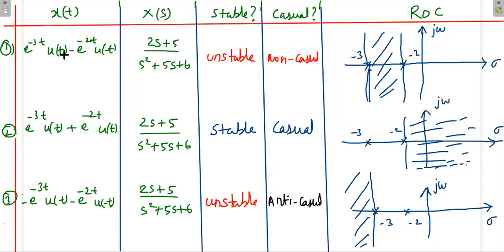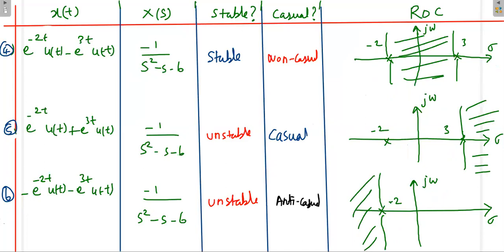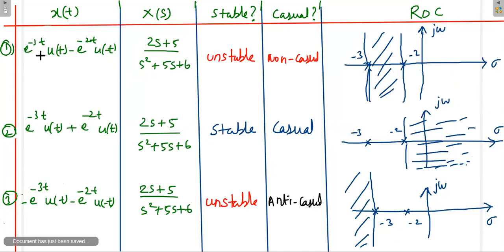So now I have compared all the 9 problems in a single table. Here 3 problems, in the next table 3 problems, and in this table 3 problems. If you see this question, the e power term is always constant, that is minus 3, minus 2, same minus 3, minus 2, minus 3, minus 2, but there may be variation here. It may be plus or minus. Again here also it may be minus or plus, and also there may be variation in u of t.